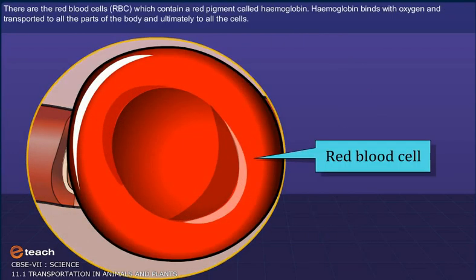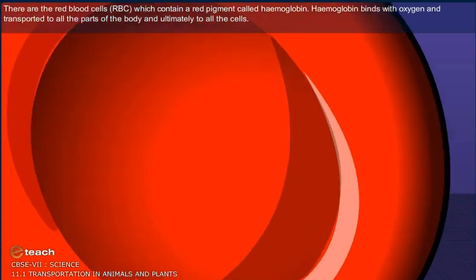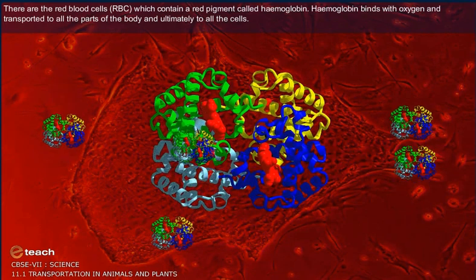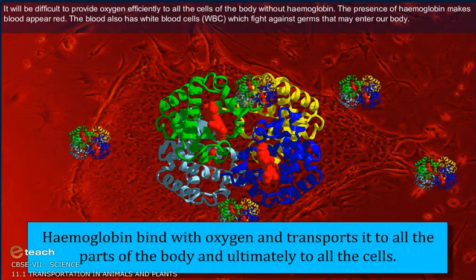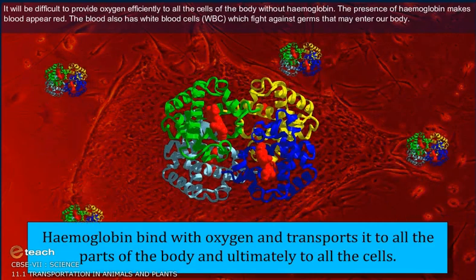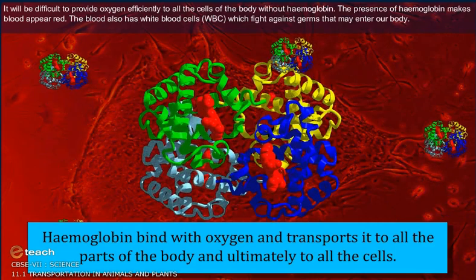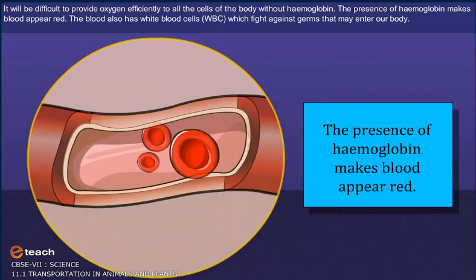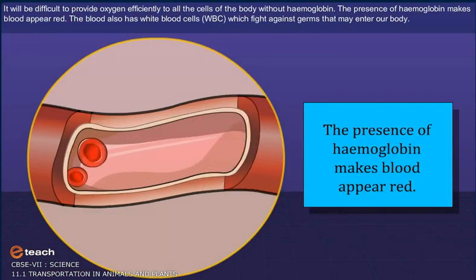There are the red blood cells, RBC, which contain a red pigment called hemoglobin. Hemoglobin binds with oxygen and transports it to all parts of the body and ultimately to all the cells. It will be difficult to provide oxygen efficiently to all the cells of the body without hemoglobin. The presence of hemoglobin makes the blood appear red.